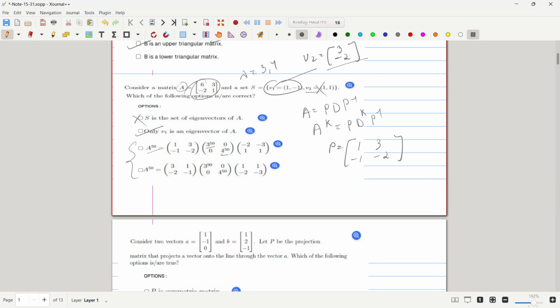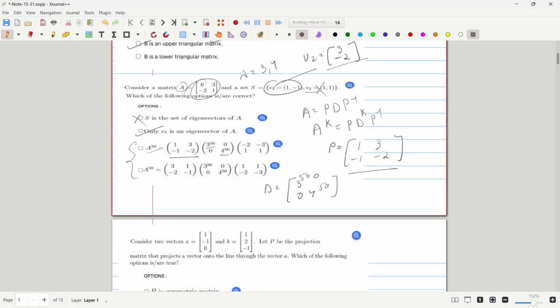So as you can see, A raised to the power 50 is equal to, this is P. This is D raised to the power 50. What is D? D is the diagonal matrix including the eigenvalues. So 3 raised to the power 50 and 4 raised to the power 50. This is D, and this is the inverse.